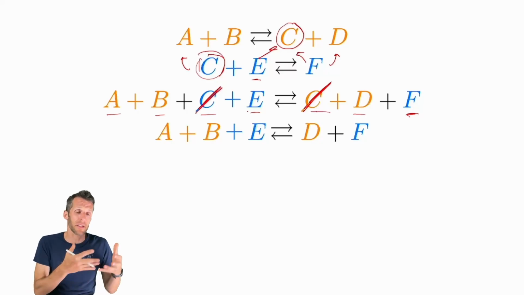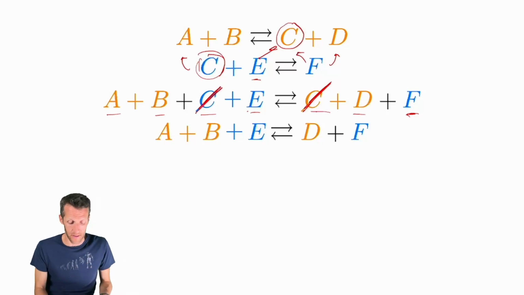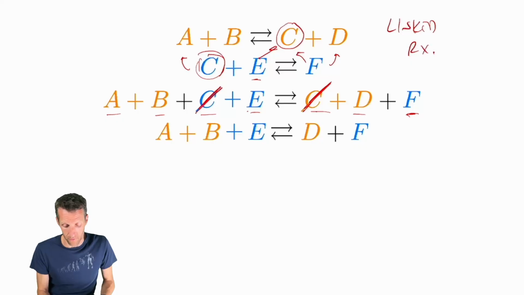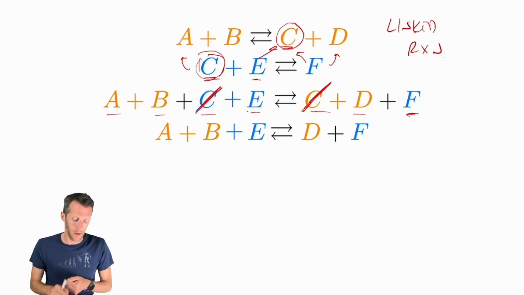I lost the C because the C is the product of A plus B, and it's the reactant of C plus E. This is a linked reaction, right? We've linked, using C, these two reactions to each other.